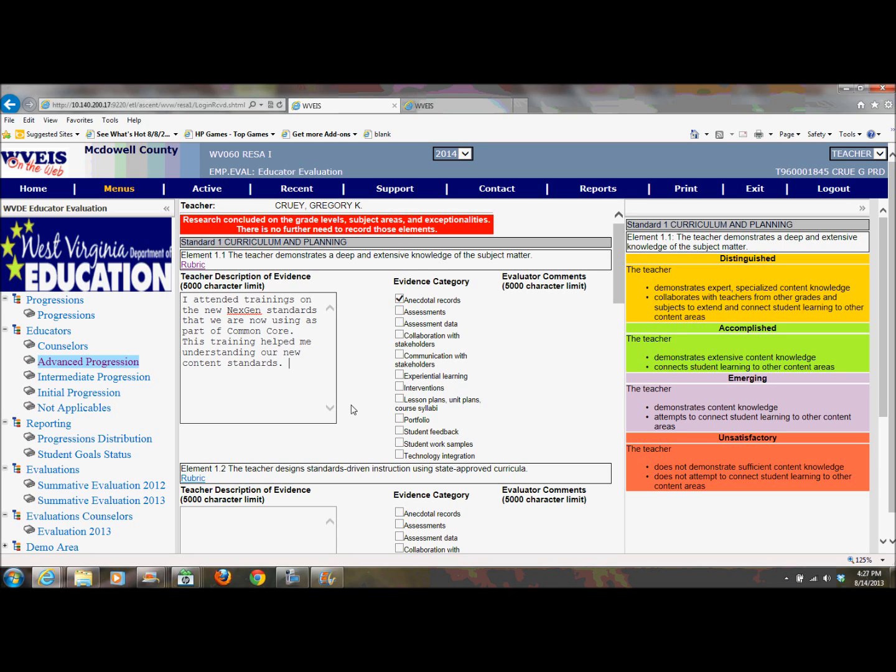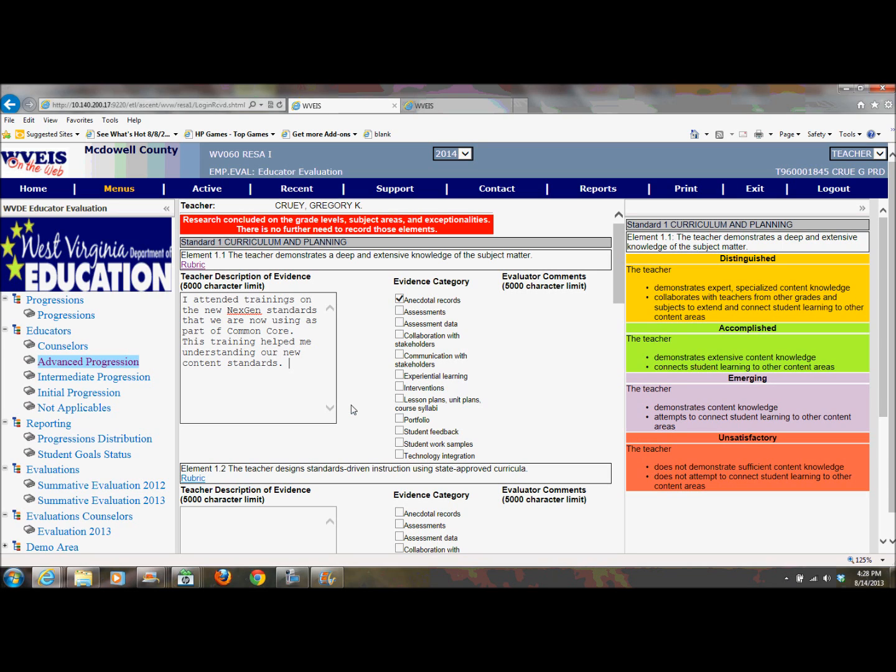Is there any other time to enter evidence? Yes, definitely. If your evaluator rates you as unsatisfactory on an element, you will have the opportunity to enter evidence to show that you are not unsatisfactory. Entering that evidence could change your evaluator's mind and keep you from being put on some type of a corrective action plan.